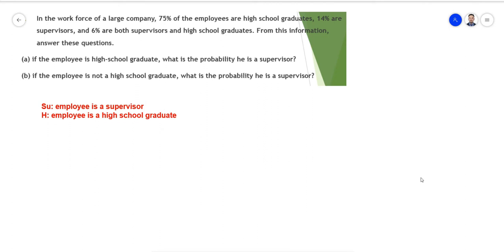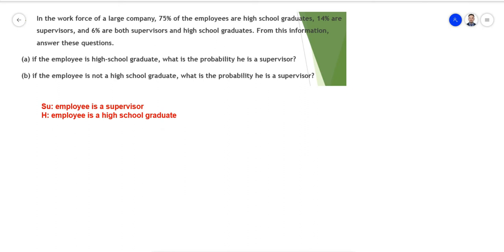Second example, in the workforce of a large company, 75% of the employees are high school graduates, 14% are supervisors, and 6% are both supervisors and high school graduates. For this information, answer these questions. Letter A, if the employee is a high school graduate, what is the probability he is a supervisor? Letter B, if the employee is not a high school graduate, what is the probability he is a supervisor? Let SU, employee is a supervisor, and H, the employee is a high school graduate.